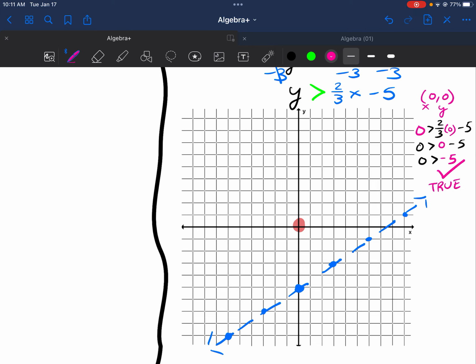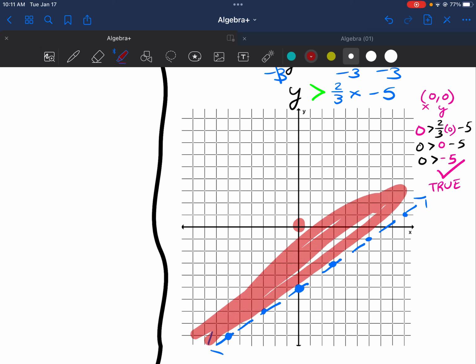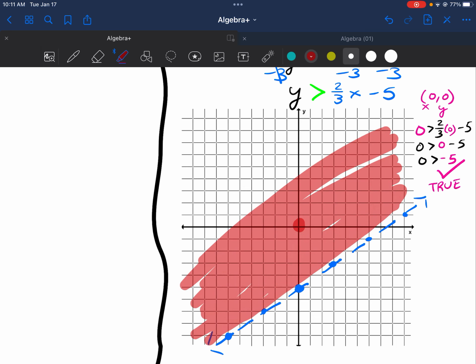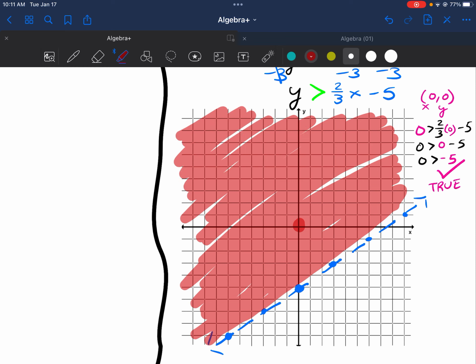So that means my shading is going to be wherever this 0, 0 is. It's going to be all on this side. So I'm going to take my highlighter or my pencil, right, and shade it in. That means any point anywhere, as you can see, I'm going to draw points here. Any of these points, anywhere, are all solutions of this inequality. None of the ones on the line are because it's broken, and none of the ones here are because it's not shaded.